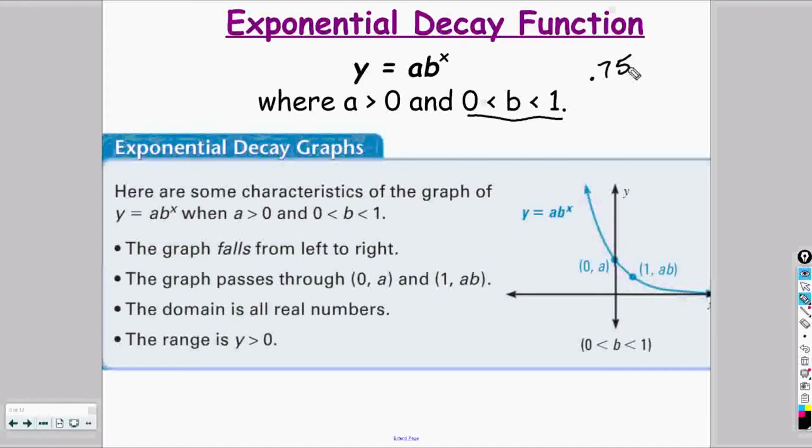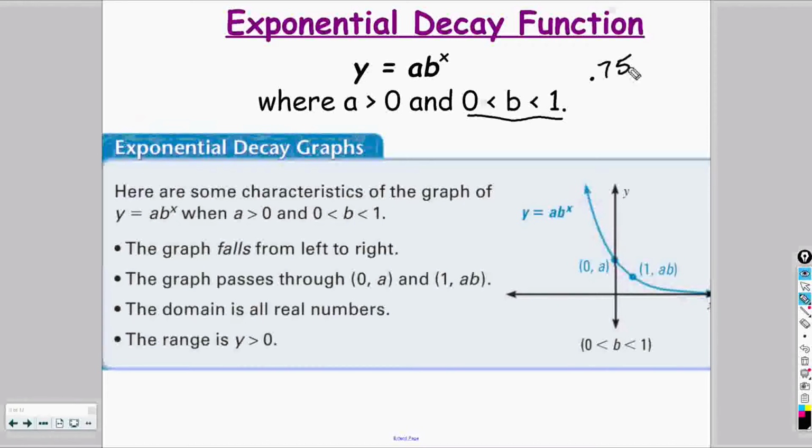All right, b is the value that we repeatedly multiply by in this exponential function. So if we continually multiply by 0.75, that being less than 1 is going to give us a value that's less than our existing value. All right, so if we multiplied something by 0.75, it would be 75% of its value from before.